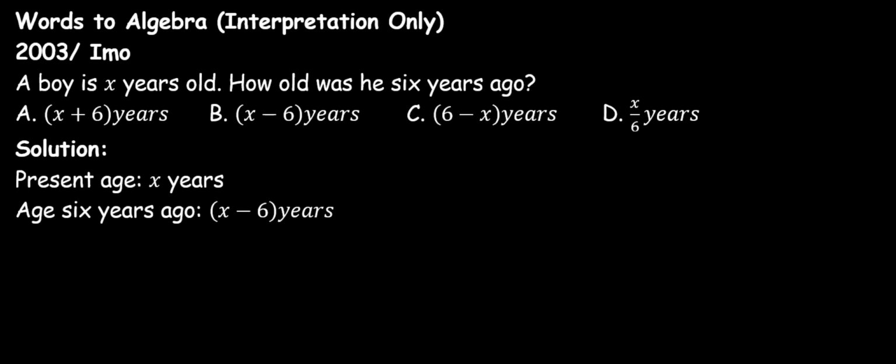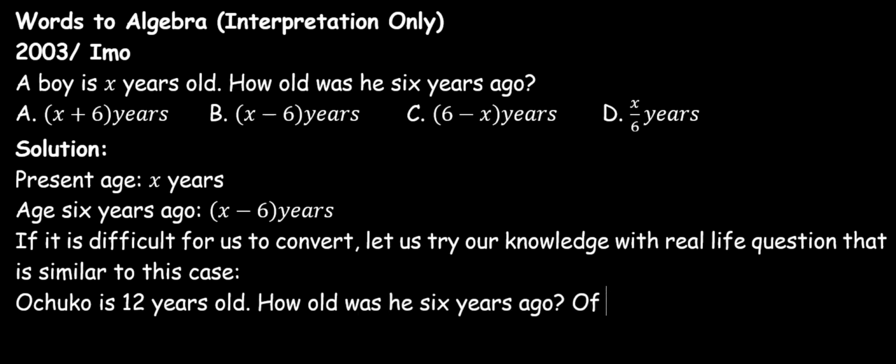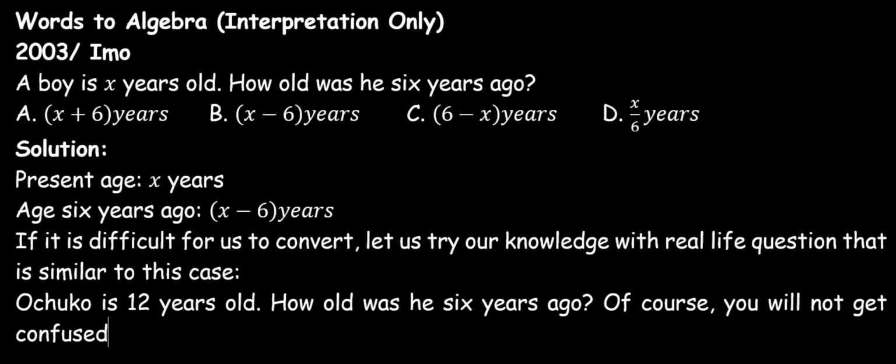If it is difficult for us to convert, let us try our knowledge with a real life question that is similar to this case. Achuko is 12 years old. How old was he 6 years ago? Of course, you will not get confused in this case, which is 12 minus 6.